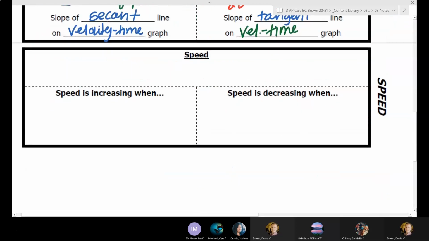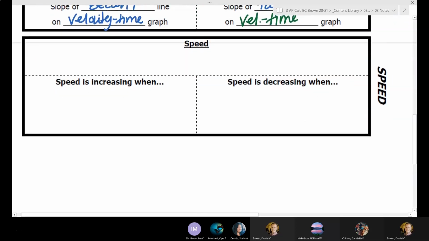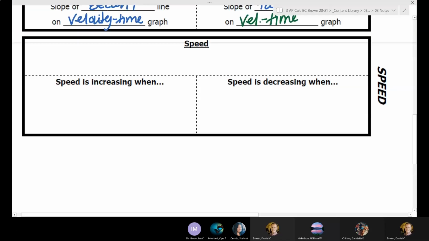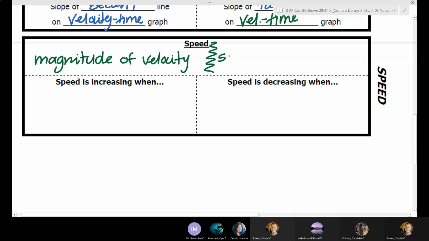The last thing I did want to define pulls two of them together. We are going to define speed and velocity differently in this class. Velocity is how fast with direction. Speed, we're going to define mathematically as the magnitude of velocity, or to say it a little bit differently, speed is essentially the absolute value of velocity. So speed will always be positive. That's what we say when we say the magnitude.